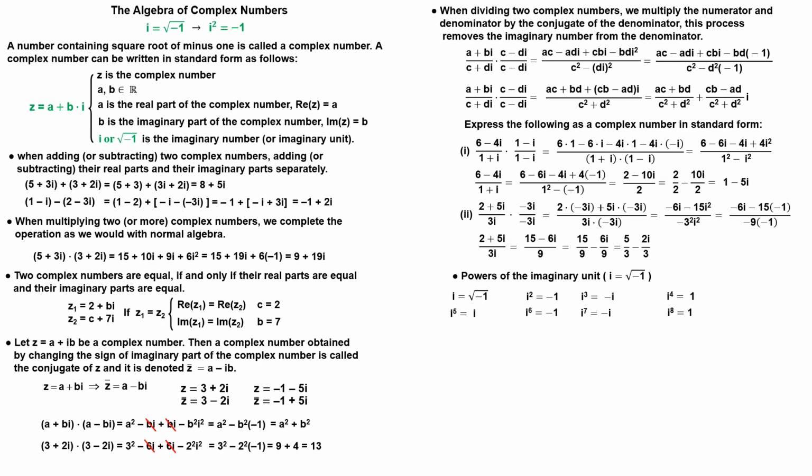From the table, it appears that the powers of i cycle through the sequence of i, minus 1, minus i, and 1. Therefore, we get a pattern. We will need to remember the powers 1 through 4 of i to obtain one cycle of the pattern. From that list of values, we can easily determine any other positive integer powers of i.